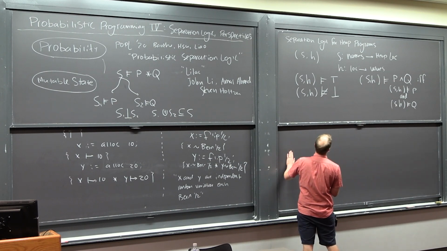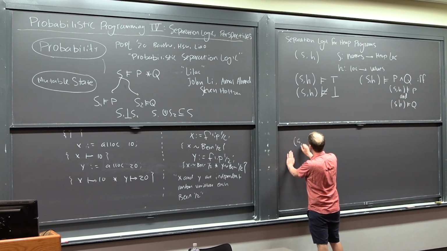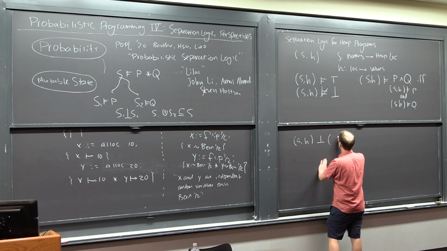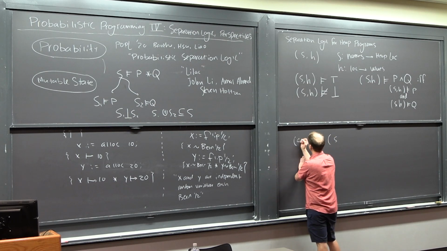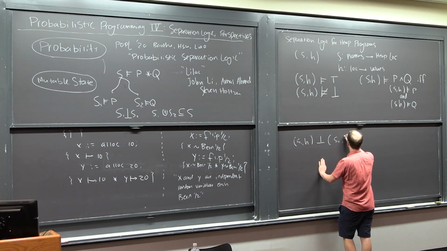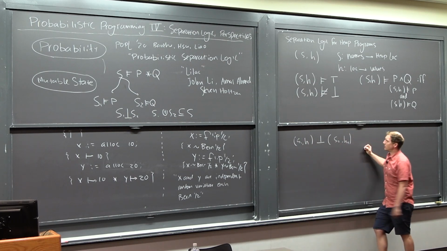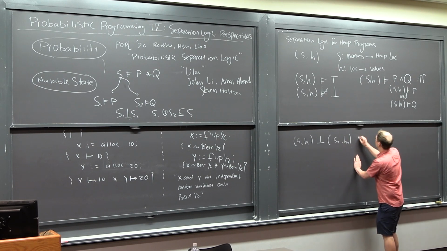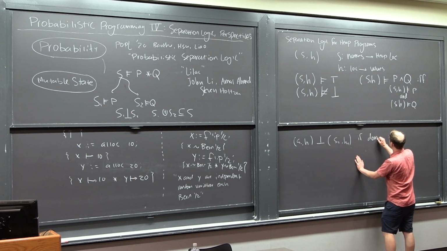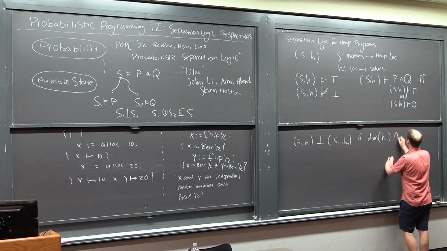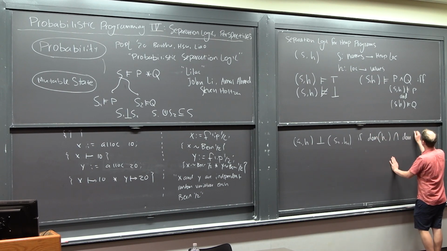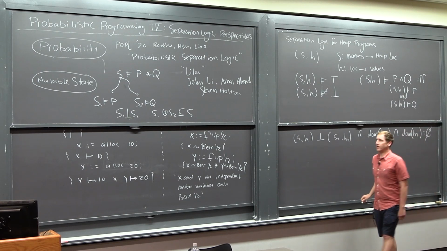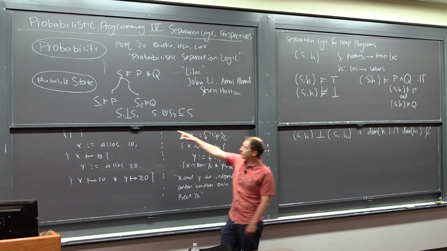So we're going to say that two configurations are disjoint if their heaps don't reference the same locations, right? So if the domain of H1 intersected with the domain of H2 is the empty set. Okay? So that's going to be our interpretation of perp, right?